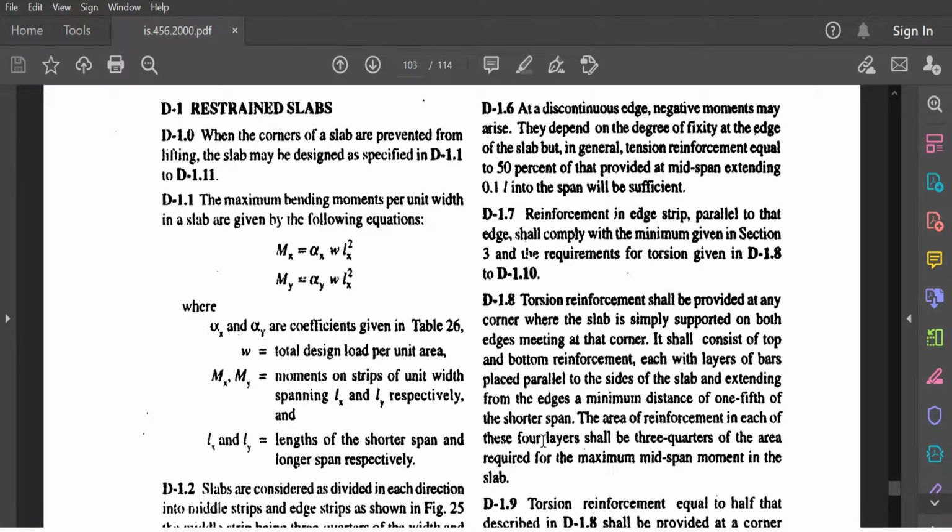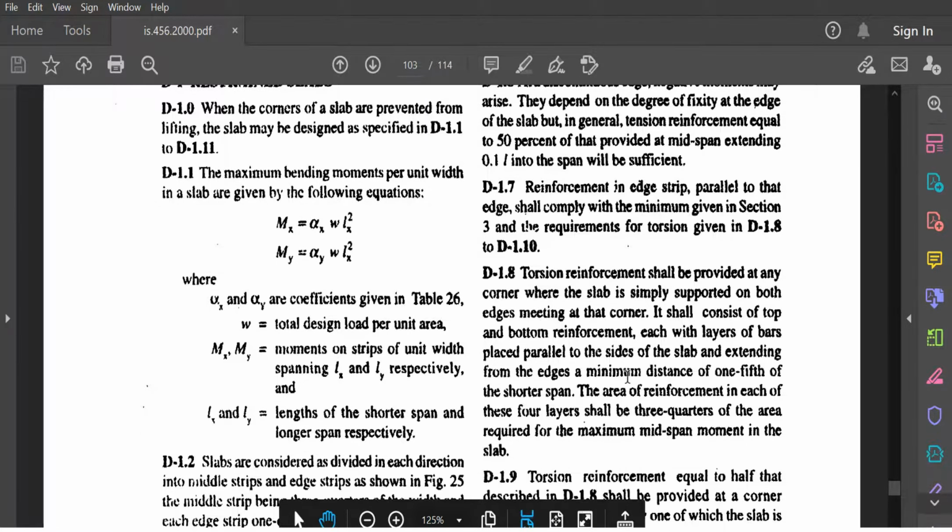The area of reinforcement in each of these 4 layers shall be 3/4 of the area required for the maximum midspan moment in the slab. So we need to provide the area of reinforcement for this torsion as 3/4 of the reinforcement provided at the maximum midspan moment. That is your ASTX. The maximum midspan moment is your ASTX. We need to provide 3/4 of ASTX here.